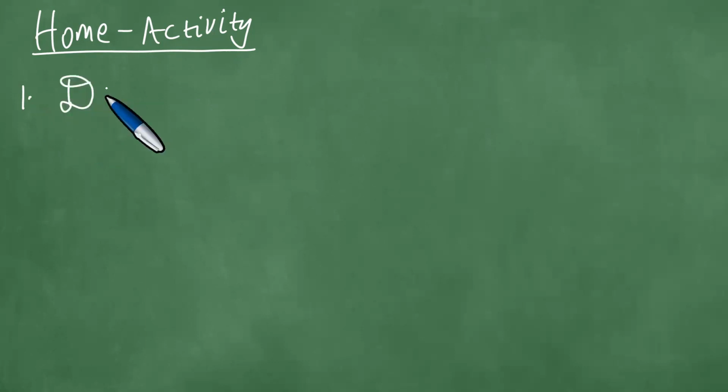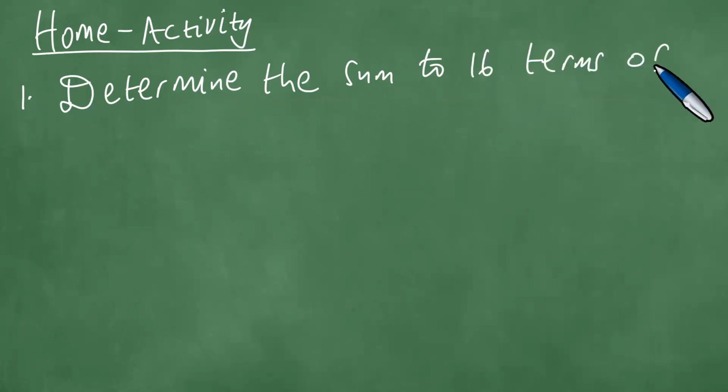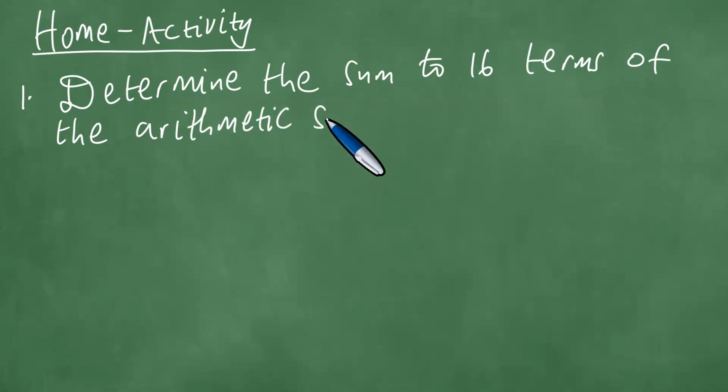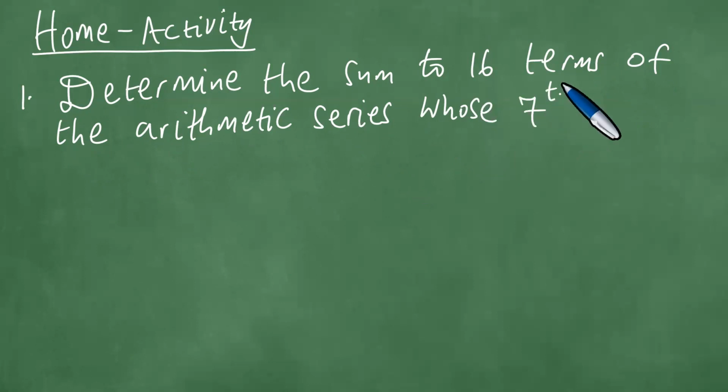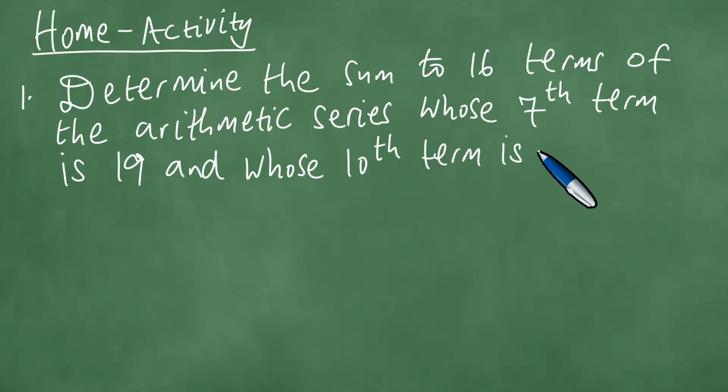In number 1, we're saying determine the sum to 16 terms of the arithmetic series whose 7th term is 19 and whose 10th term is 25.